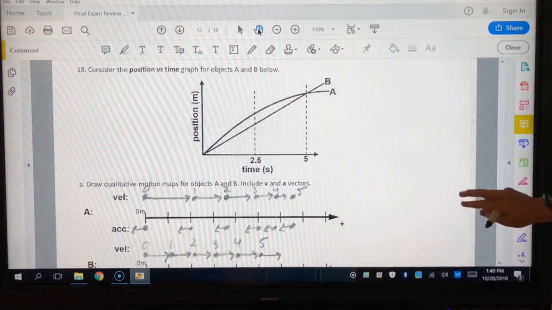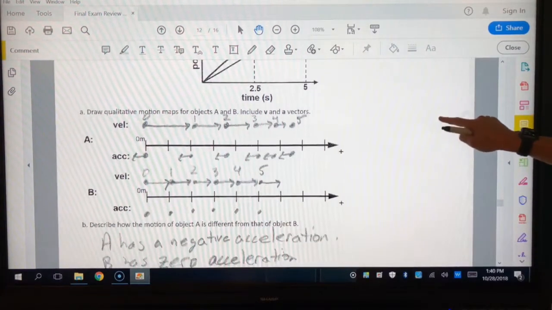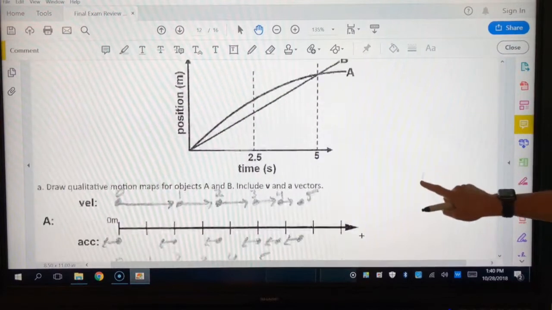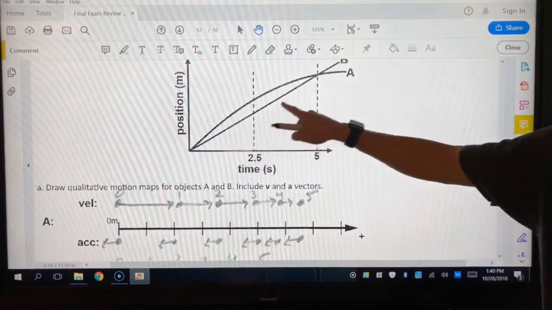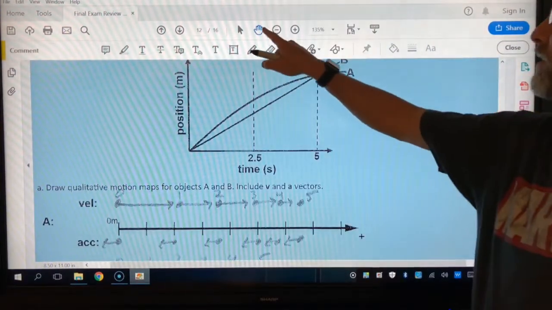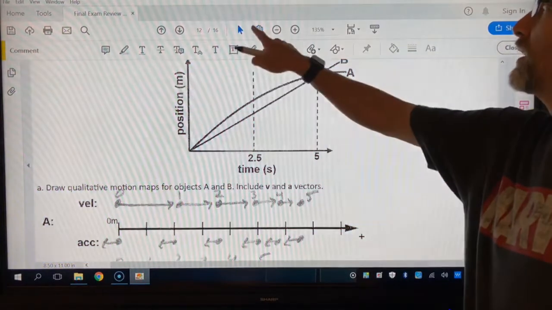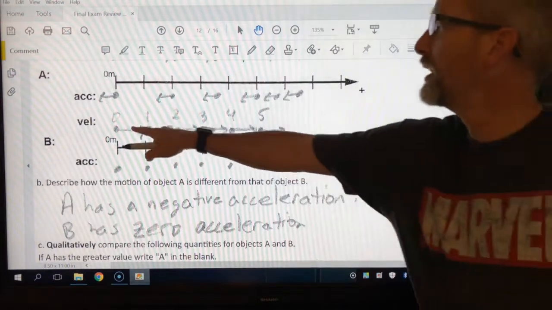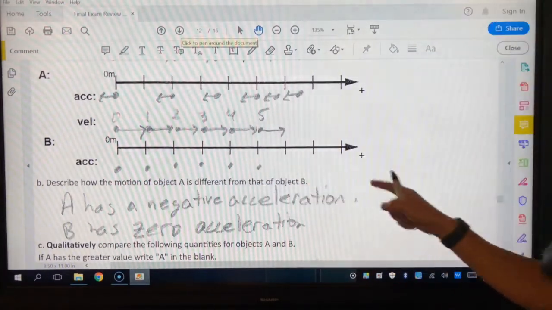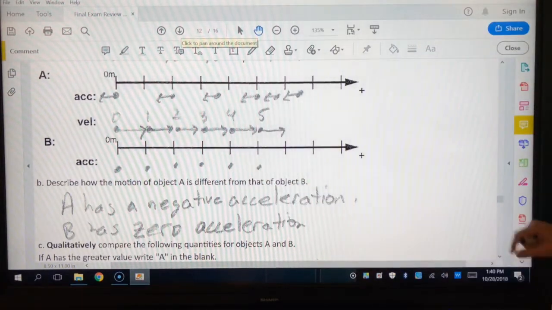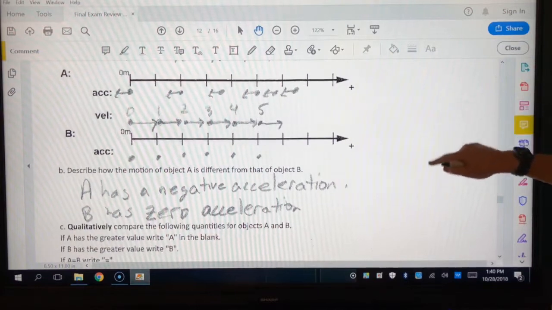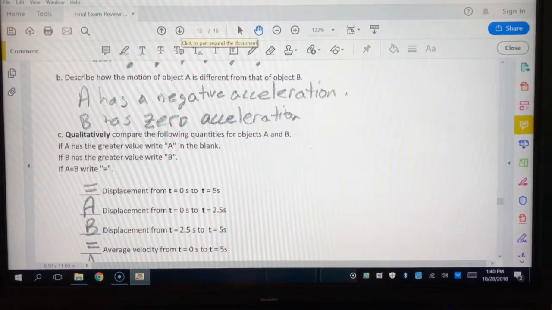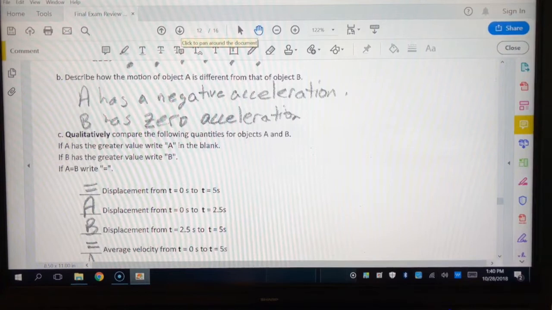Our acceleration, because it is a sad face, it's slowing down, needs to be going to the left for each one of those points. If we take a look at letter B, we notice that it is just a straight line, so it is a positive velocity. There is no acceleration at all there. So here's our positive velocities and our no acceleration. Describe how the motion of A is different from that of B. So A has a negative acceleration, B has 0 acceleration.